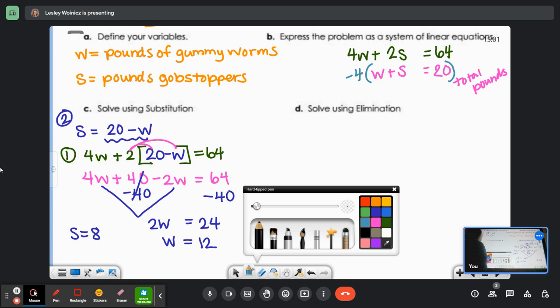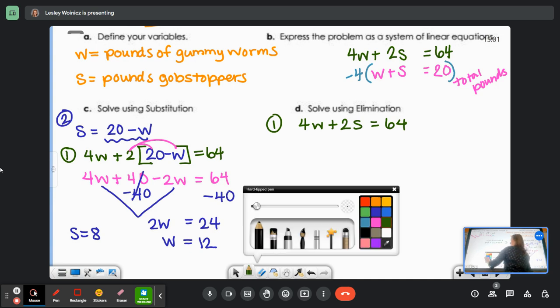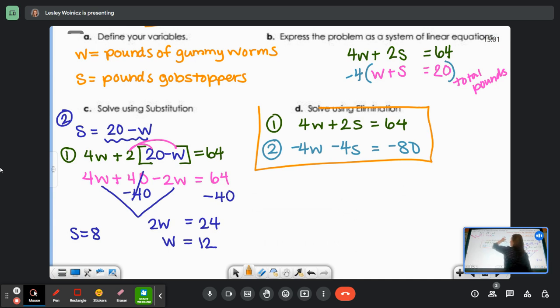Okay? All right, I'm going to rewrite my system. So it's 4W plus 2S equals 64. That's my equation 1. My equation 2 is going through a little change. It's going to get multiplied by negative 4. It's now negative 4W minus 4S equals negative 80. Okay, I could have added before, but it wasn't helpful, but now it is helpful. So I'm allowed to add my equations together.